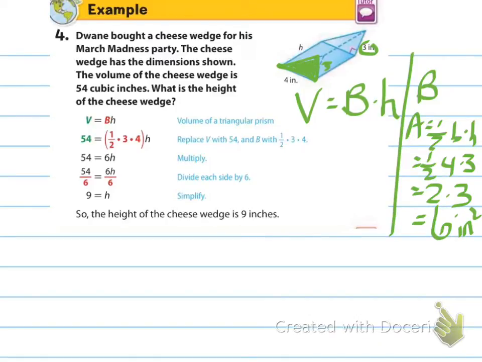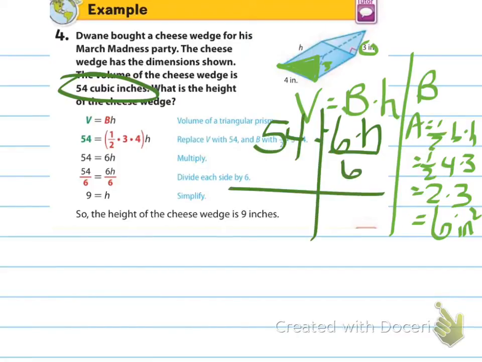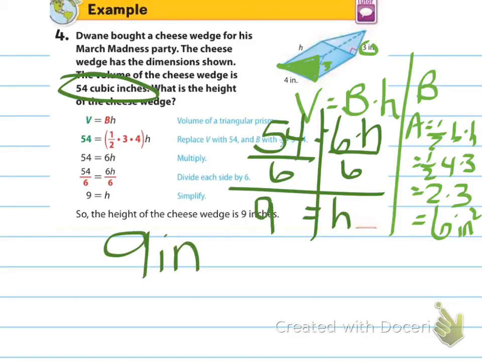So going to our amazing formula, we know that this is 6, but we don't know the height. And then they did tell us that the volume is 54 cubic inches. So now we do our t-chart, divide by 6 on both sides, and we find out that the cheese wedge is a height of 9 inches. Again, just inches, not square inches, not cubic inches.